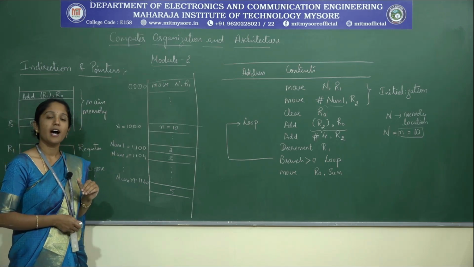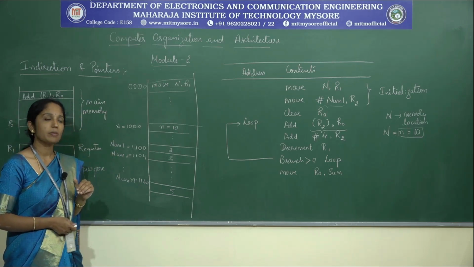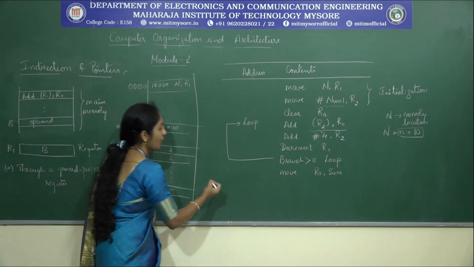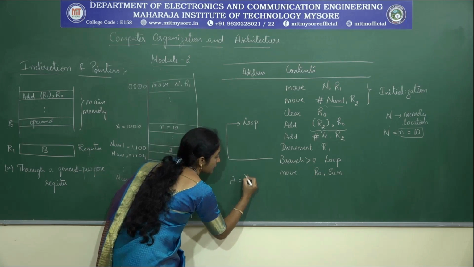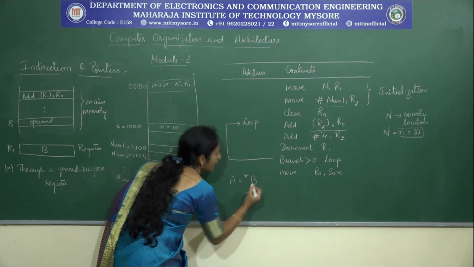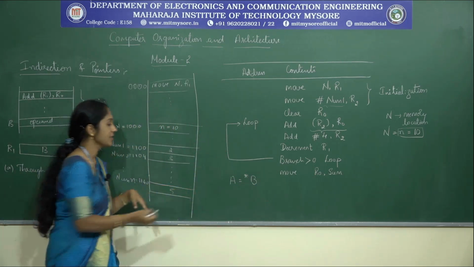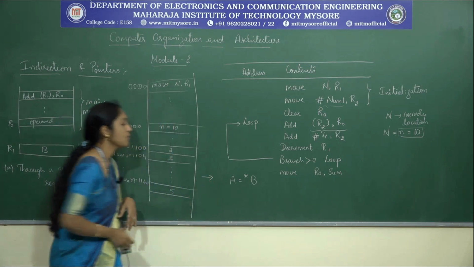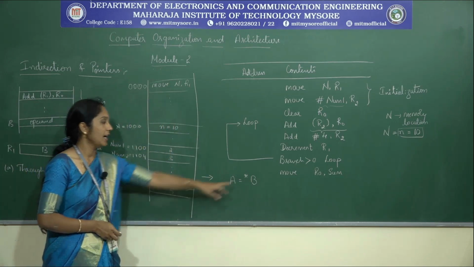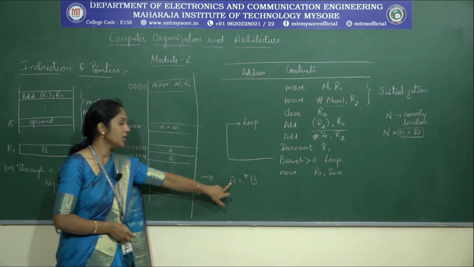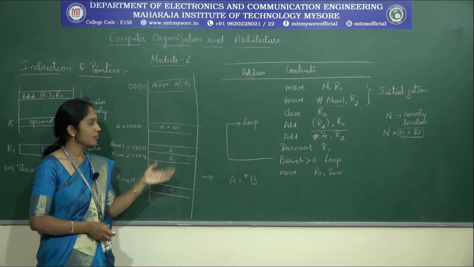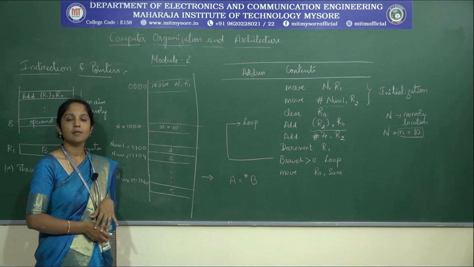And if you consider the high level language, how do we represent the pointers? If you consider the C language, usually we represent it as asterisk followed by the variable. So let us consider this as an example of a C statement: A is equal to asterisk B. Here we are moving the contents of the pointer B into A. So how is this implemented in assembly language?